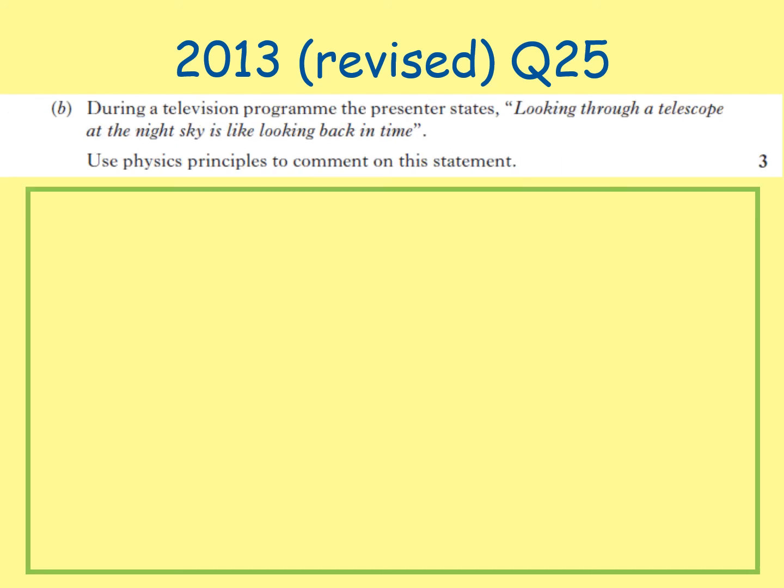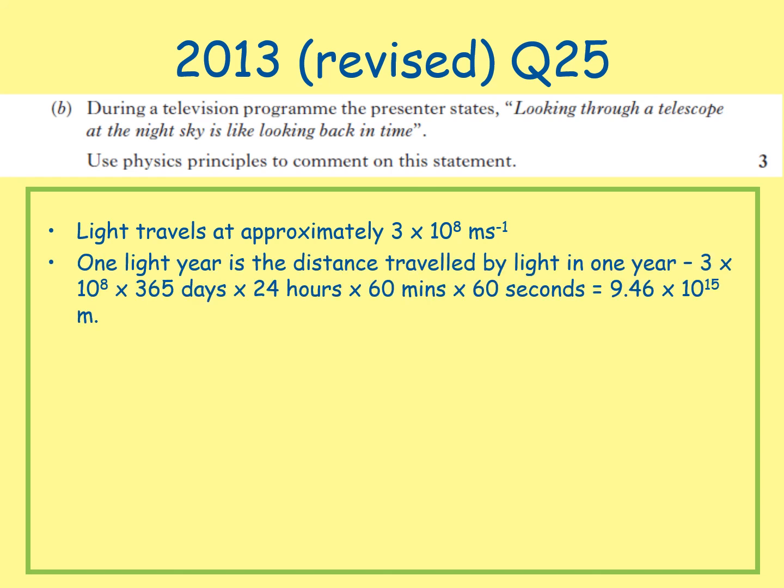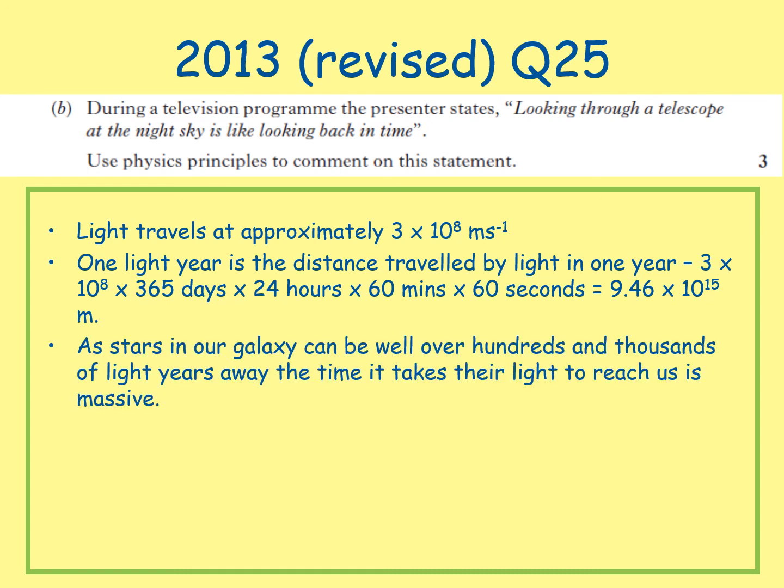We have to use physics principles to comment on the statement, "Looking through a telescope at the night sky is like looking back in time." This is worth 3 marks, so you need to do a bit of writing for this. First, we could say light travels at approximately 3 × 10⁸ meters per second. 1 light year is the distance travelled by light in 1 year. This is 9.46 × 10¹⁵ meters.